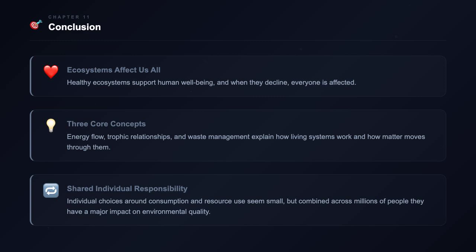Individual choices, such as consumption and resource use, may seem small, but when combined with the choices of millions, they can greatly impact environmental quality. This means that responsibility goes both ways, from systems to individuals and back.